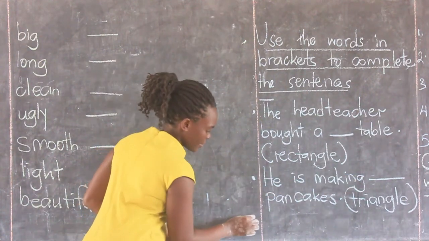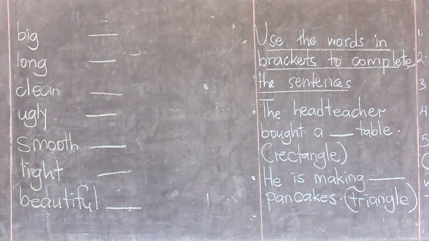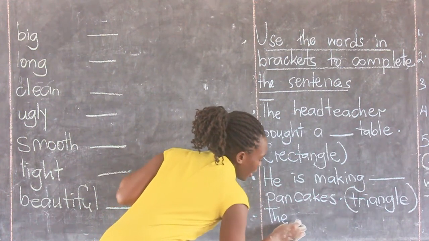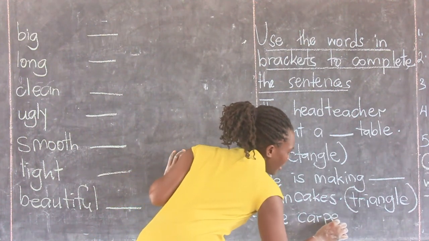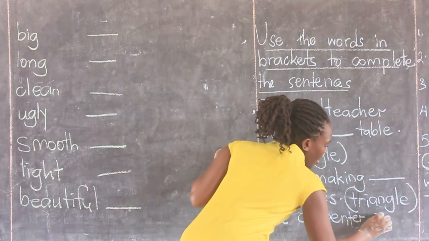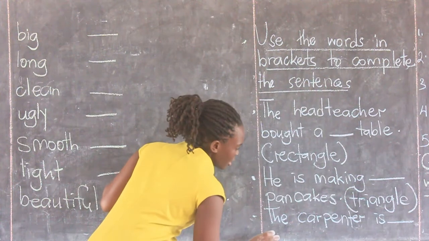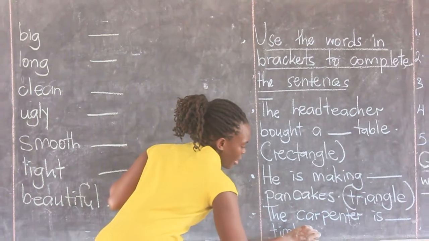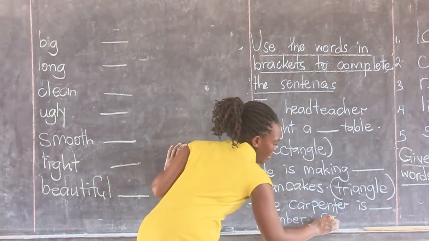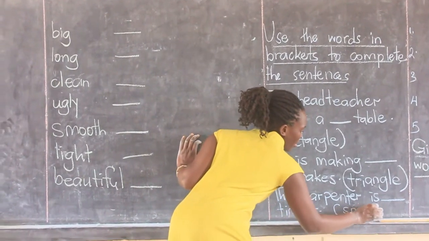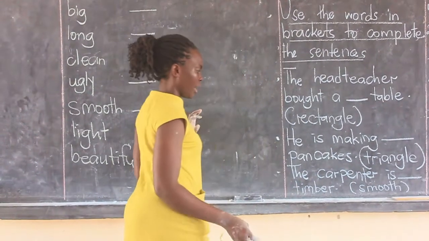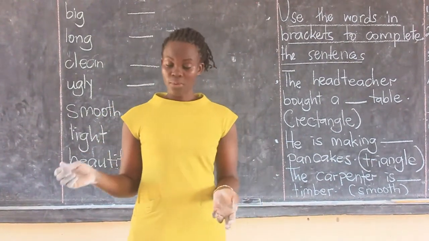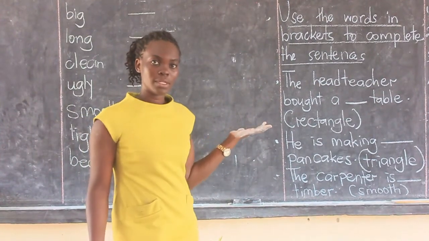The last bullet says, the carpenter is dash timber. Brackets, I have smooth. What is the carpenter doing to the timber? So you put the answers there. And next time we meet, we shall straight away start with the corrections for this simple activity. Thank you.